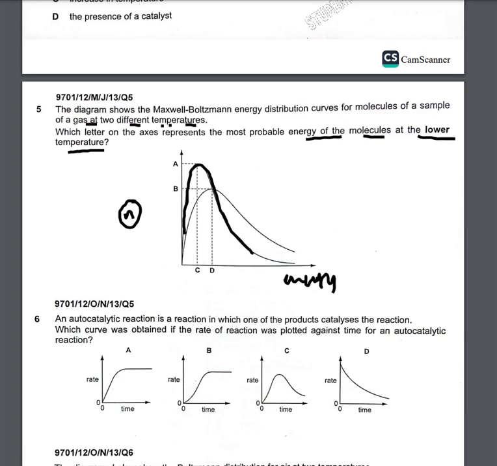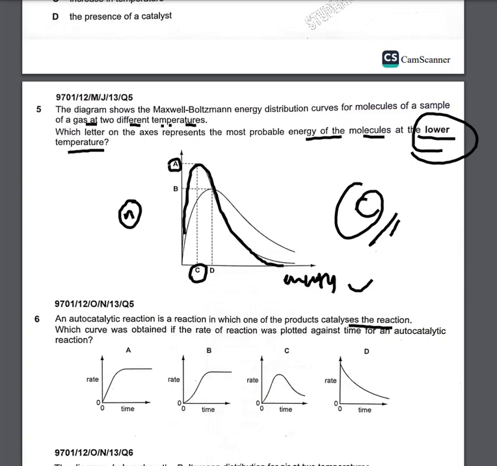Now be careful while selecting the axis. You are gonna go with C because the x-axis represents the energy. The A shows the number of molecules which possess C energy at this lower temperature. So C is your right answer. Be careful of the axis.